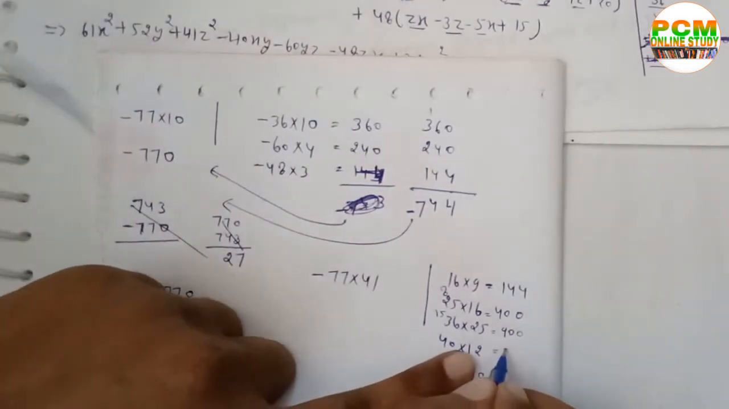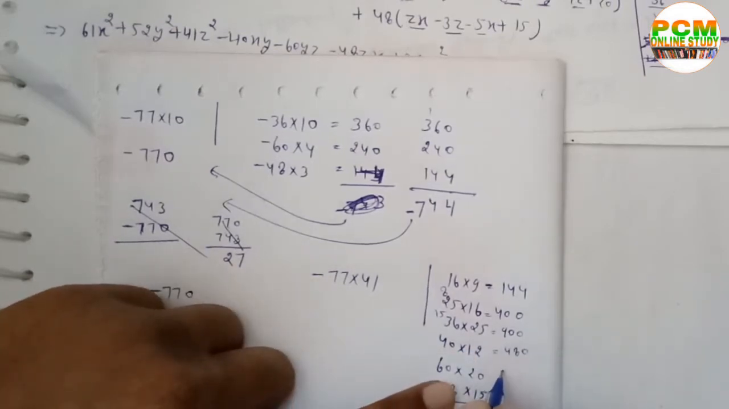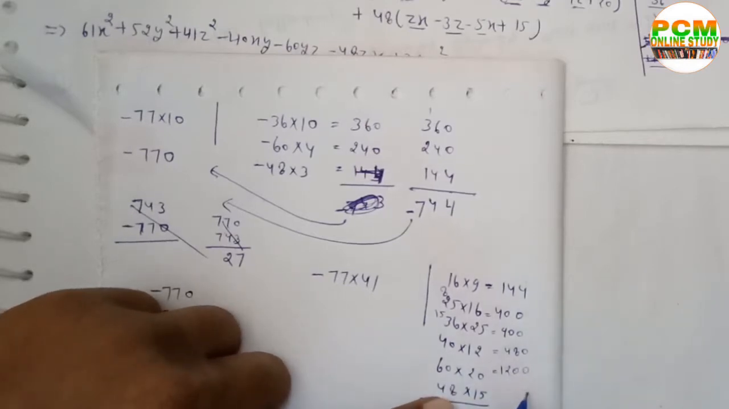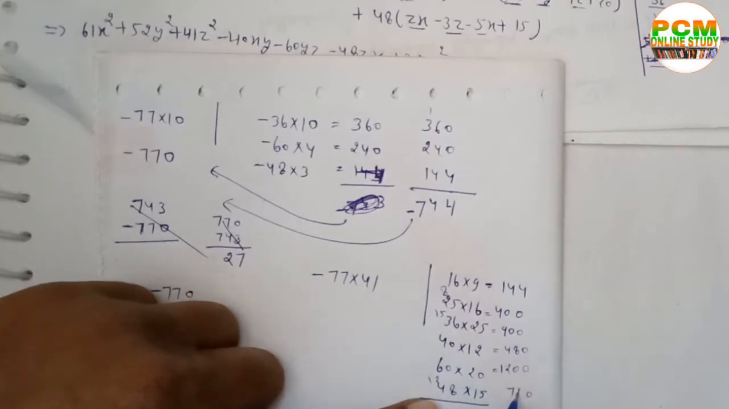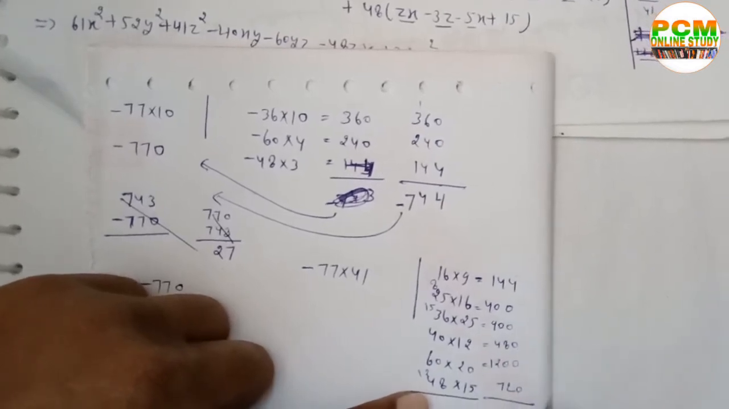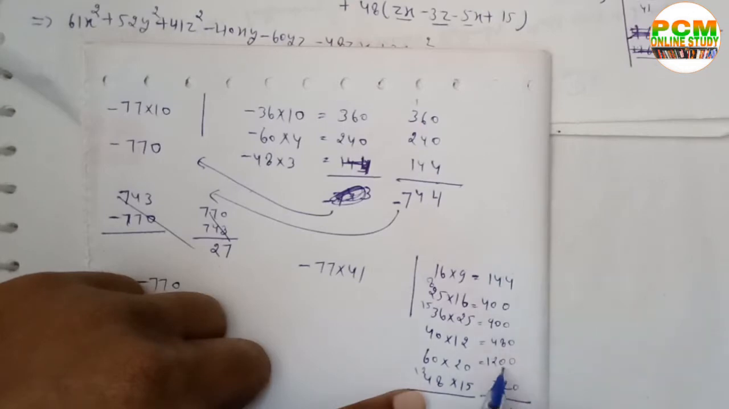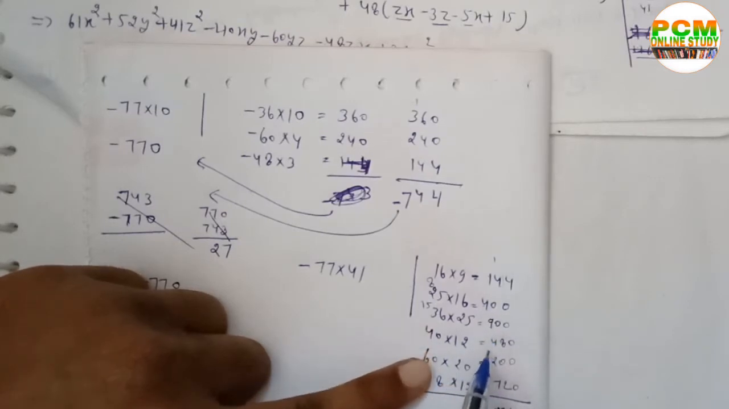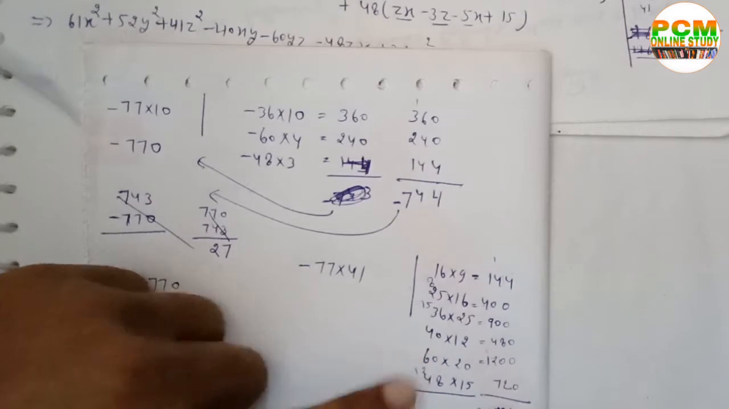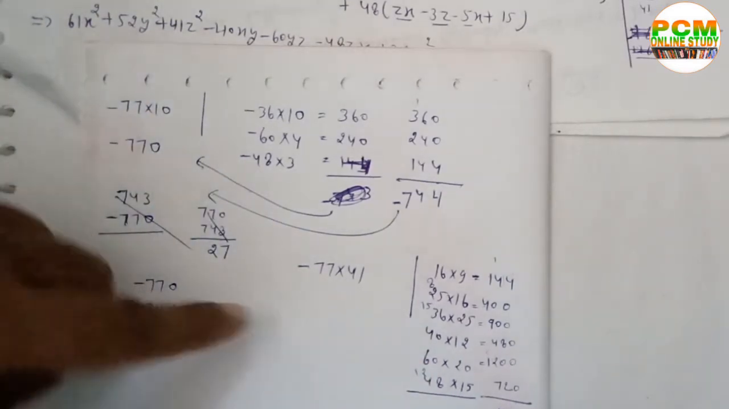Okay, 40 into 12, 480. Okay, and 60 into 20, so 1200. Okay, and 48 into 15, so 720. Okay, so add this, 4 4 12 13 and 14, so carry 1, 5 5 9 4 2 and 7. Okay, carry 1, so it will be the total. Okay, so just send it to other side of equal.